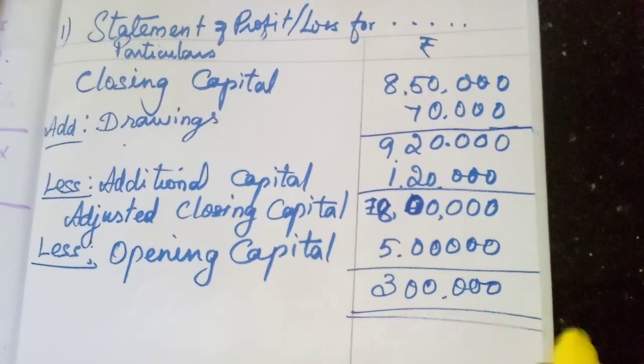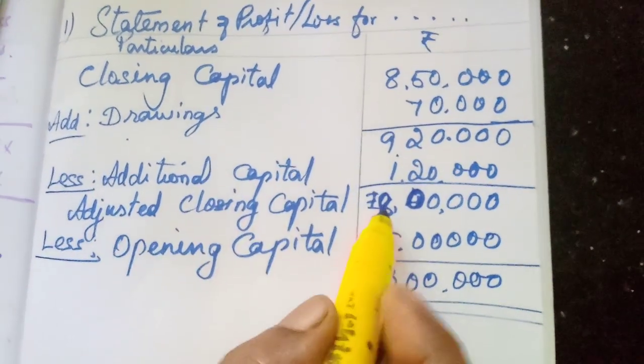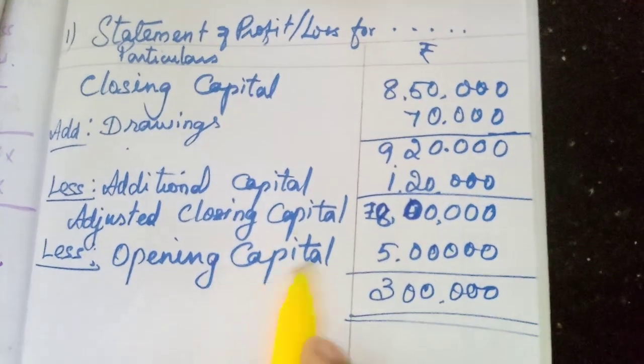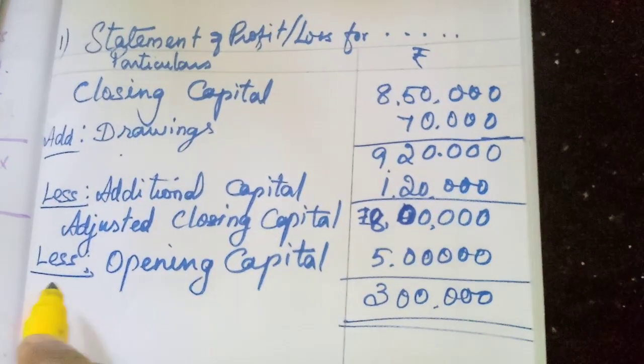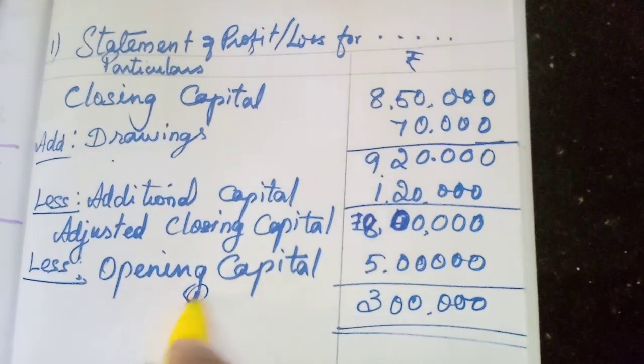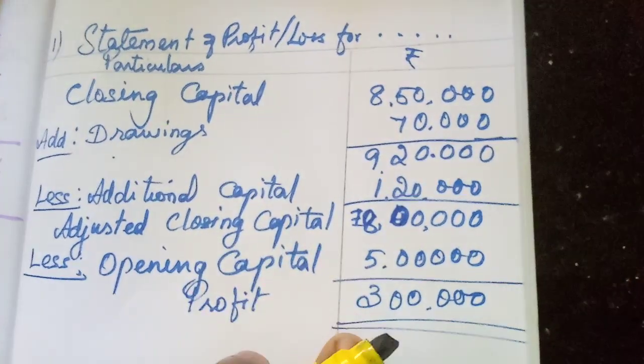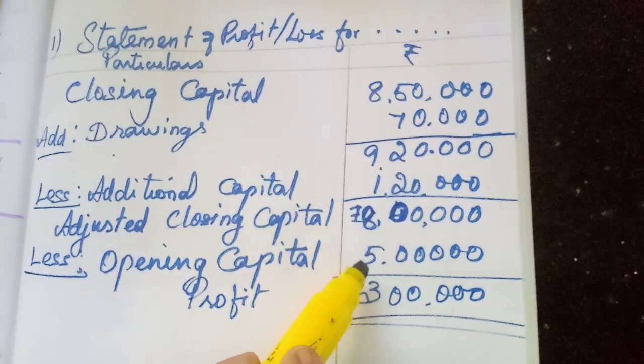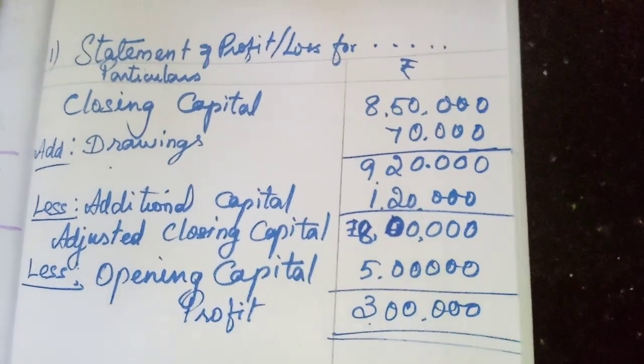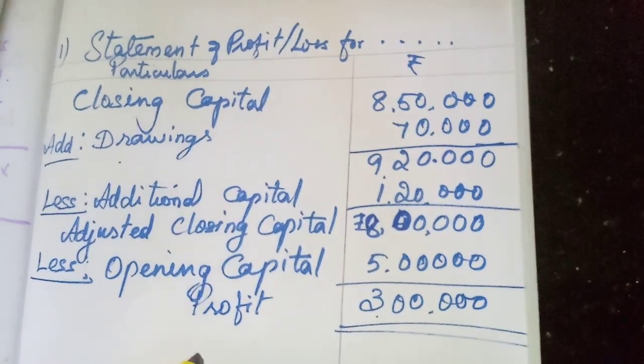That is the profit. Since the adjusted closing capital is more, it is profit. You have to write profit. If the opening capital is more, you have to deduct this amount from that amount, and here you have to write loss. I think you might have understood.